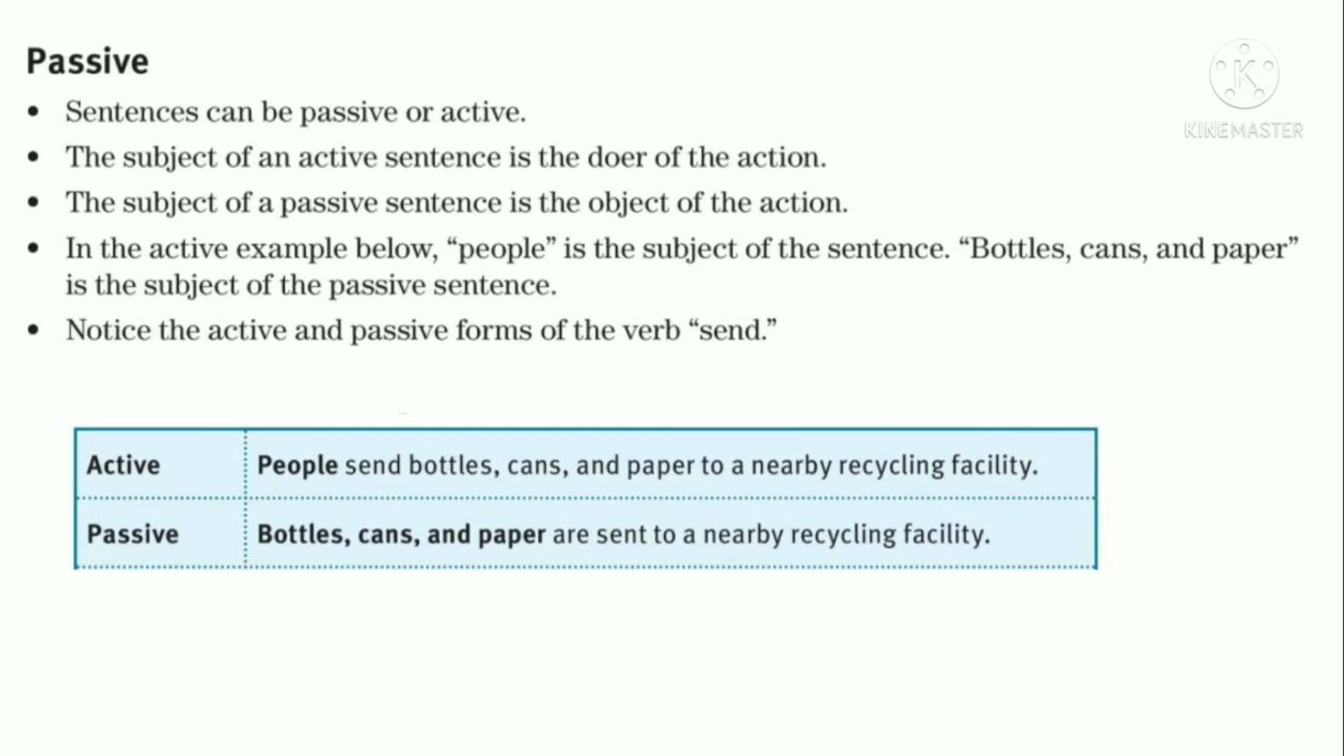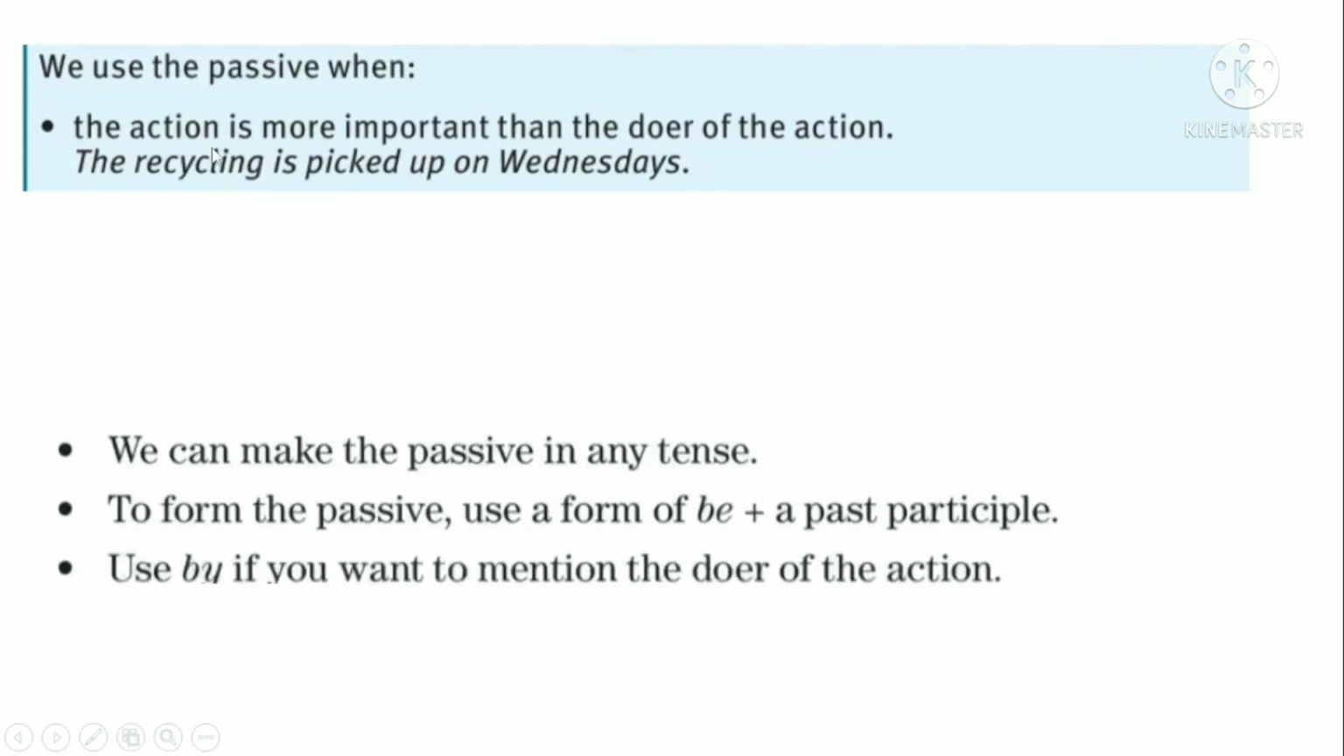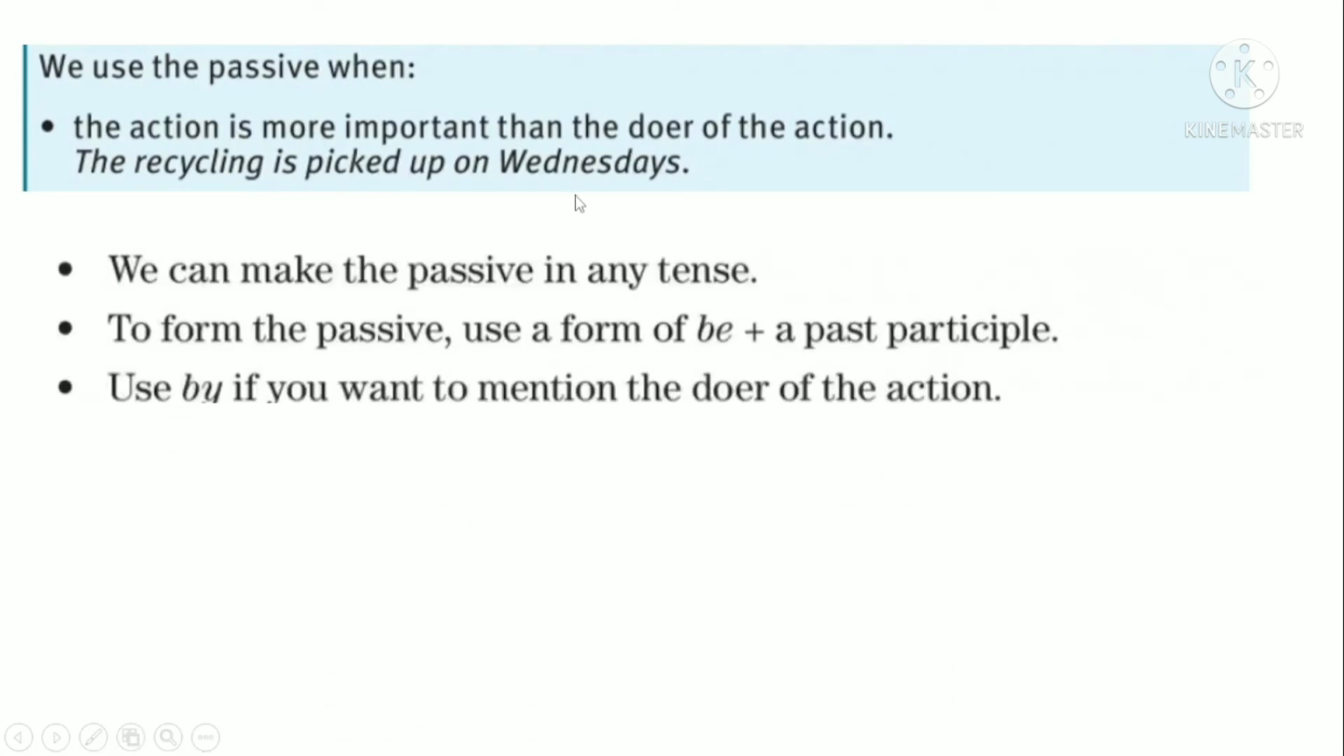Let's see another example. We use the passive when the action is more important than the doer of the action. Okay, that recycling is picked up on Wednesday. The doer is not important in this sentence. We don't need to know by whom it is picked up. I just want to notice that the recycling is picked. Here you can see the verb to be, is, because this is a singular subject, picked, past participle.